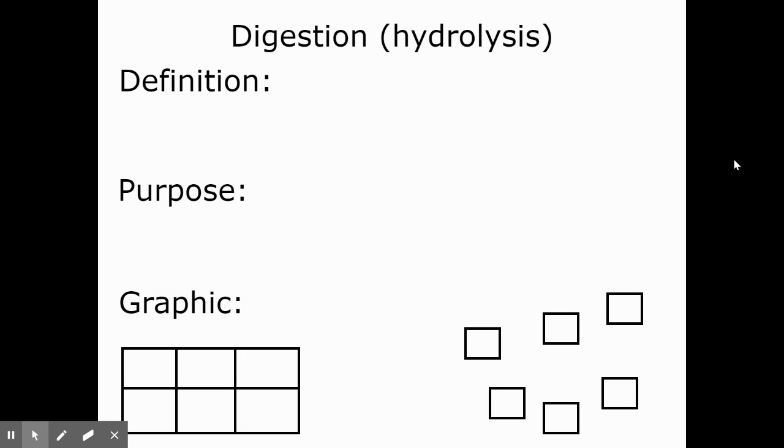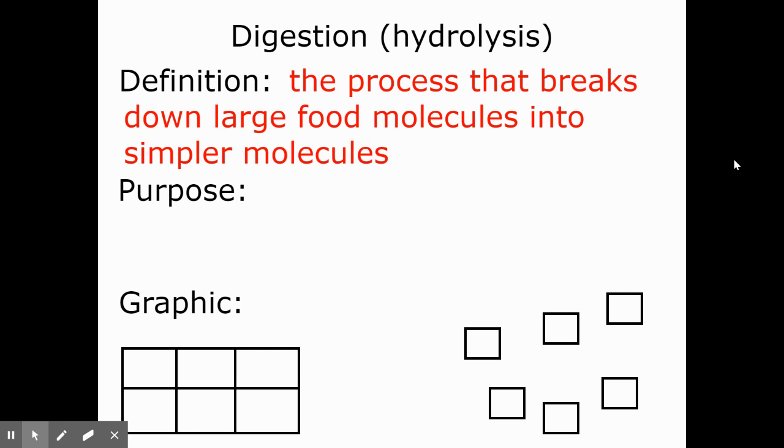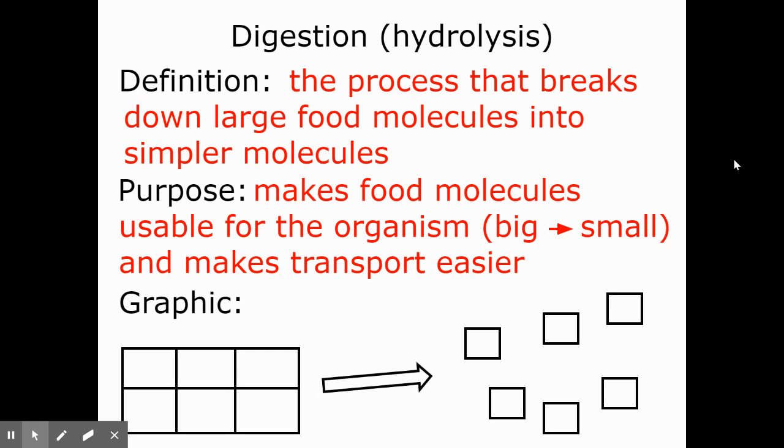All right, we're going to finish up with digestion and synthesis. Digestion: another word for digestion is hydrolysis, breaking stuff down. Large food molecules get broken down into simpler ones so that they can be used by the body. It also makes transporting them around the body easier. So here's a little graphic representation. You can see on the left, we've got a larger particle, and during the process of digestion, it breaks down into smaller particles.